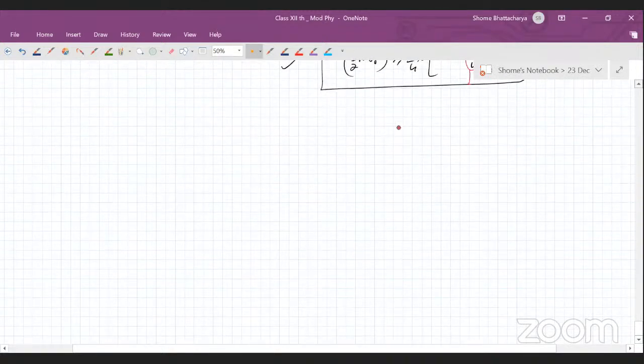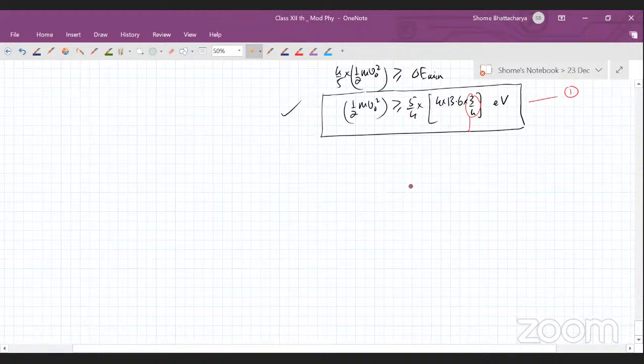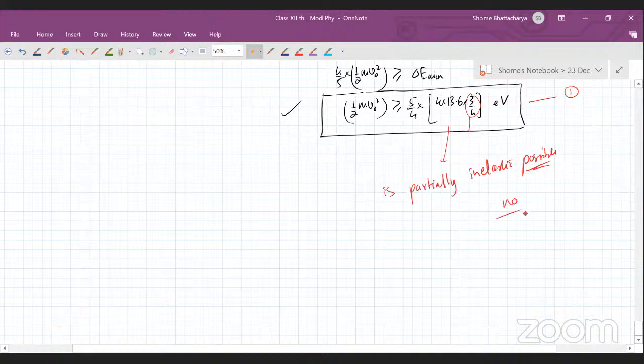Now let's also talk about what happens if you're doing this. See, with this amount of energy, is partially inelastic possible? No, because partially inelastic will give you a loss in kinetic energy for e greater than 0 but less than 1, which will be less than this. It will be less than 5 by 4 into 4 into 13.6 into 3 by 4. So that won't be possible.